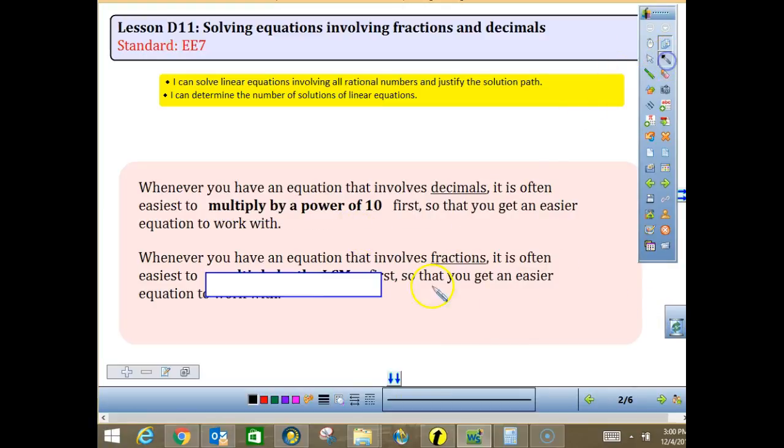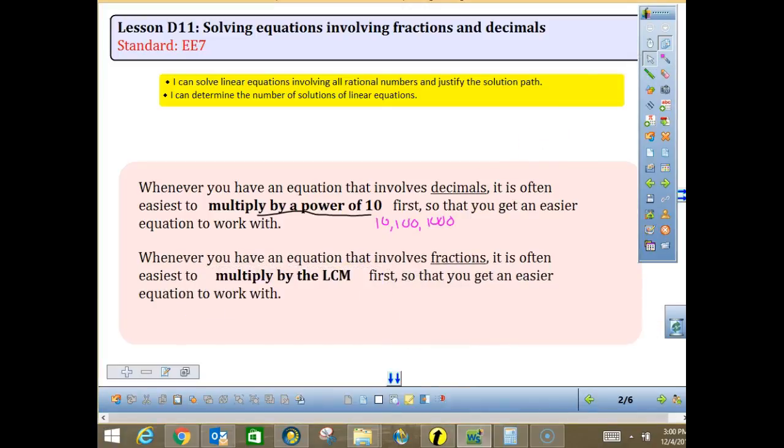And what do we mean by powers of 10? We really mean multiply by 10, 100, or 1,000, right? So when we think of multiplying by powers of 10, what we really mean is multiplying by 10, or by 100, or by 1,000. And whenever we have an equation with fractions, again, it's often easiest if we multiply by that least common multiple.